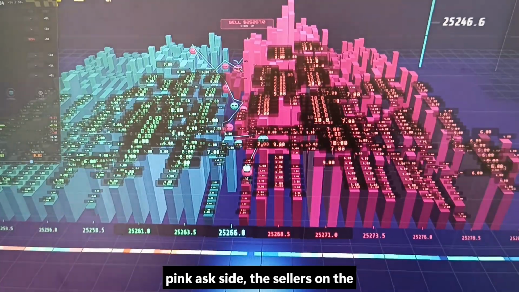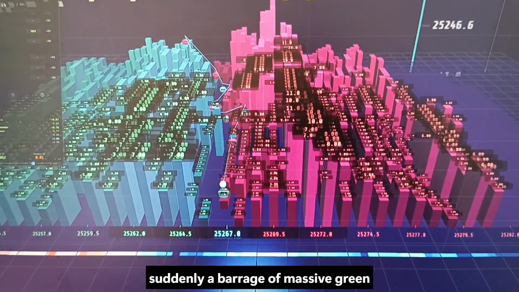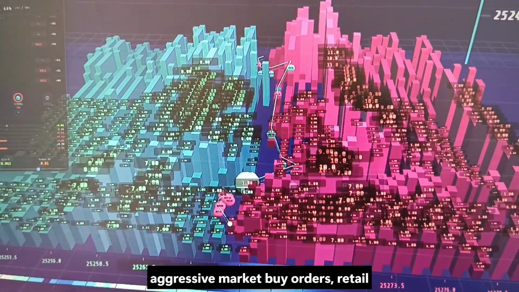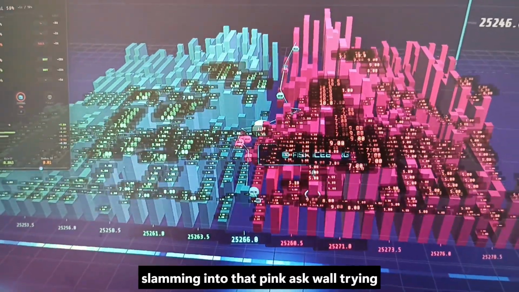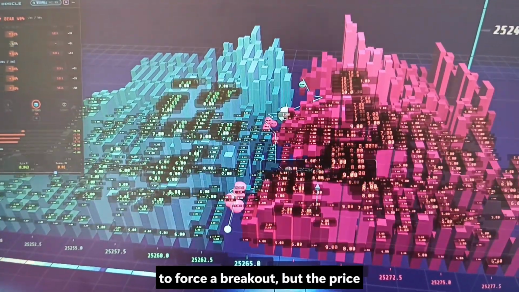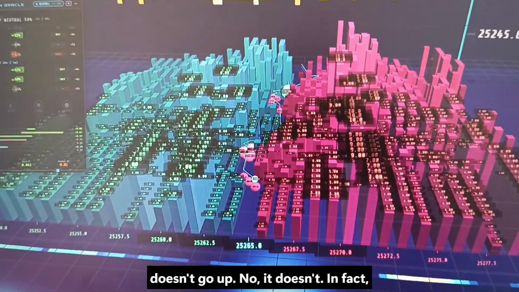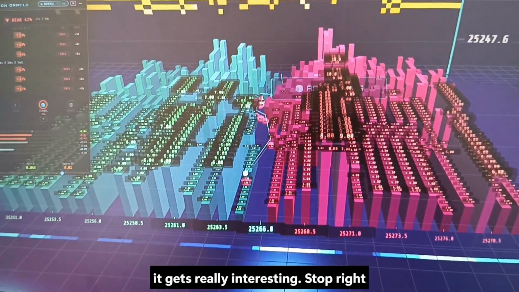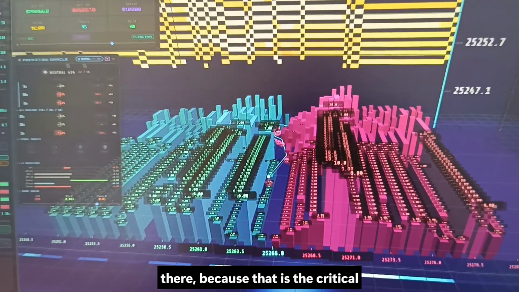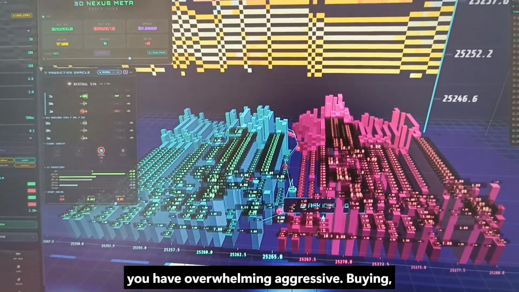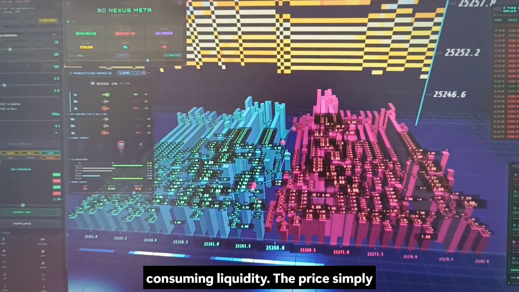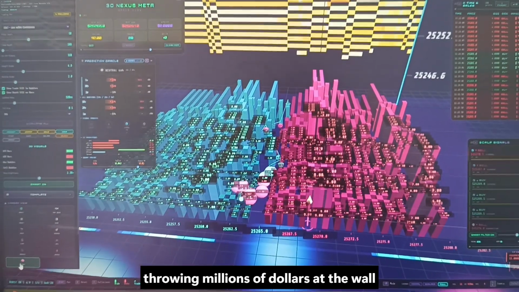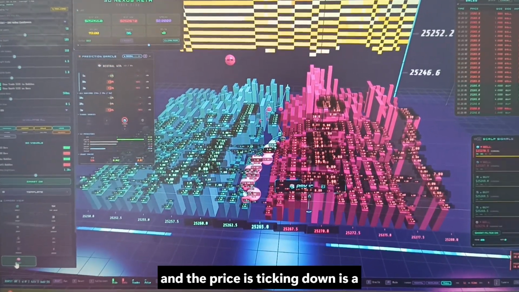Standard setup. Right. Then suddenly a barrage of massive green bubbles appears. These are large, aggressive market buy orders. Retail traders or maybe smaller algos are just slamming into that pink ask wall, trying to force a breakout. But the price doesn't go up. No, it doesn't. In fact, some of these massive buys print with a negative price impact, and here's where it gets really interesting. Stop right there, because that is the critical anomaly. In a normal, healthy market, if you have overwhelming aggressive buying consuming liquidity, the price simply must rise. Right, supply and demand. Exactly. The fact that buyers are throwing millions of dollars at the wall and the price is ticking down is a massive red flag.